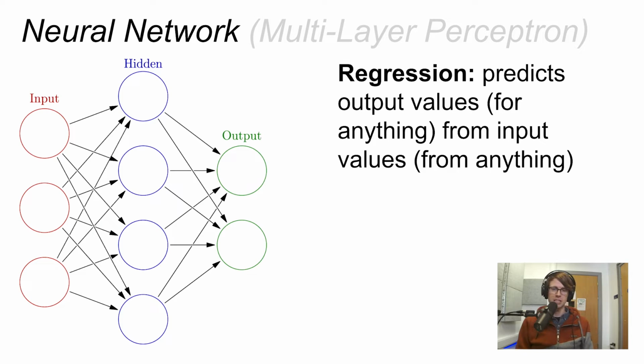Hello. In this video, we're going to use a multi-layer perceptron, which is a type of neural network, to control a synthesizer that has 10 control parameters using just 2 control parameters that are in an XY control space. And we're going to do this using a strategy called regression. When we use regression, a neural network predicts output values that could go to anything from a set of input values that could come from anything.